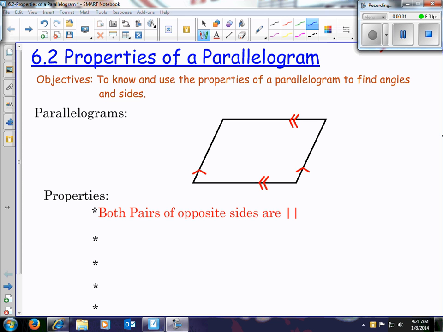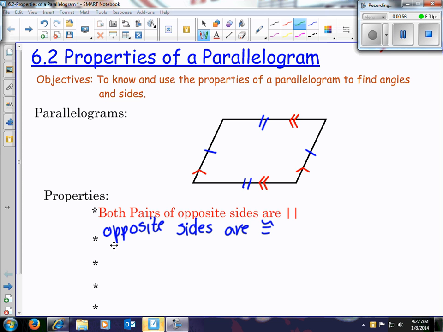The first property that we need to learn is that opposite sides are congruent. So that means that this side is congruent to this side, and this side is congruent to this side. Simple enough. Anytime we have a parallelogram, this is true.